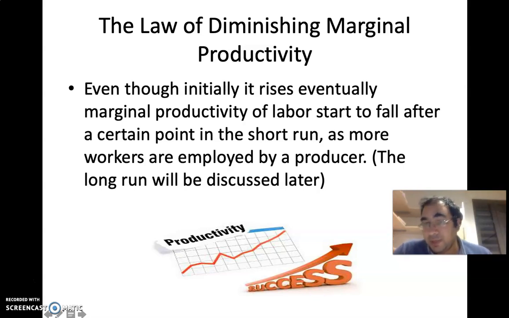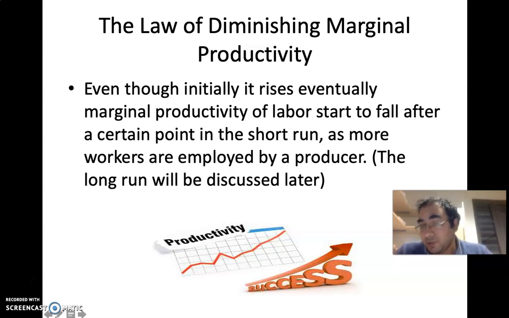There can be a point when adding a new worker doesn't increase the production level at all. In that case, the marginal productivity of the additional worker will be completely zero. As long as the new workers increase the production level to some extent, the marginal productivity of the last worker is still positive, even if it is decreasing. But if the marginal productivity of the last worker is zero, the new worker doesn't increase production at all.